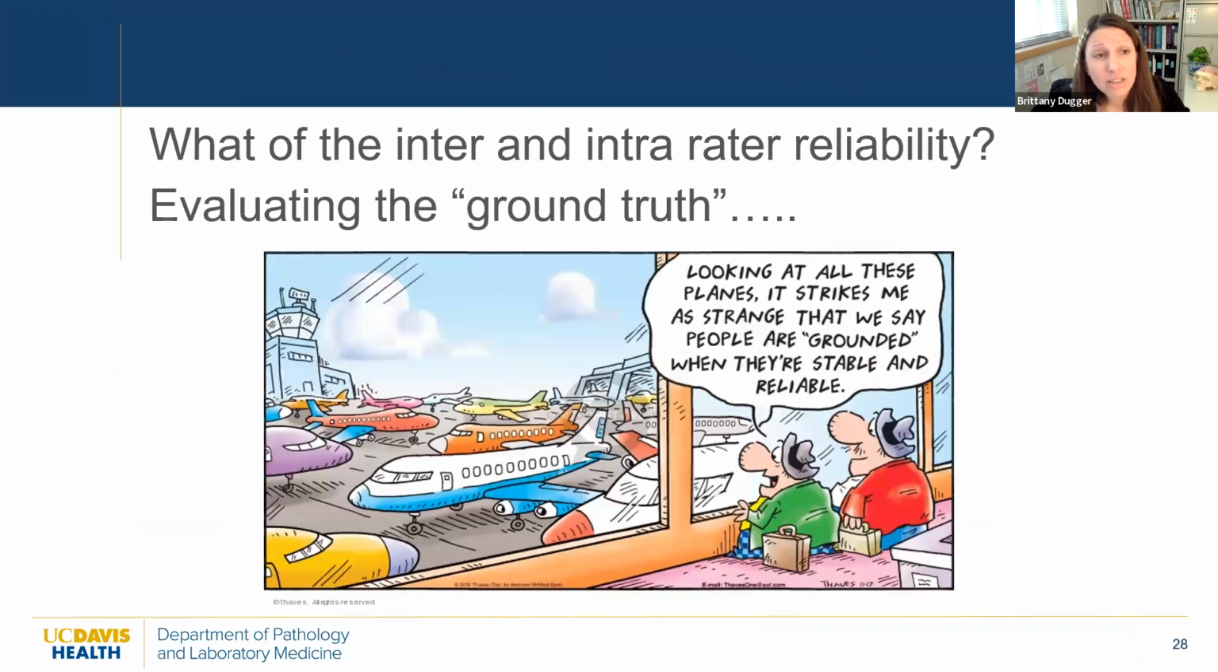Other things to think about, right? So only one expert. I only have one opinion, right? As much as I want to say I'm as objective as I can be, there is some subjective nature in what we do examining neuropathology. So what of inter and intra-rater reliability? So it's that whole, we talk about ground truth.